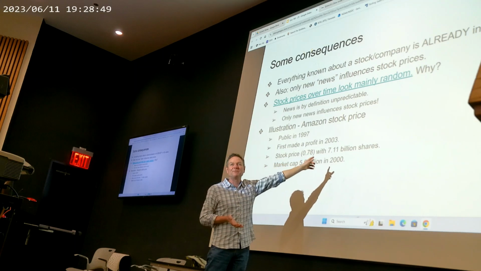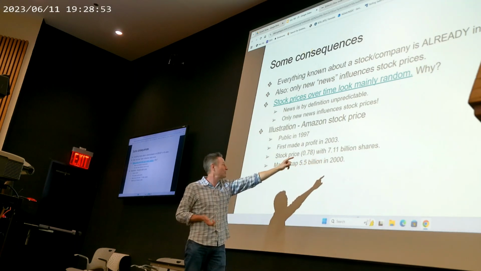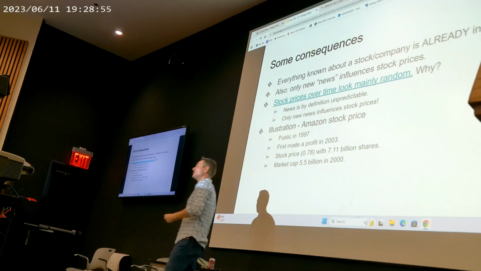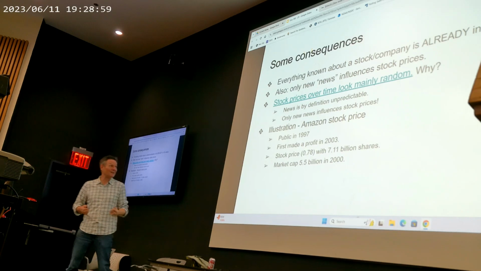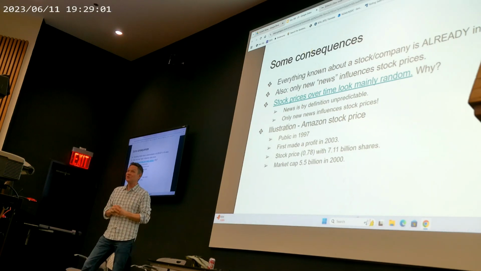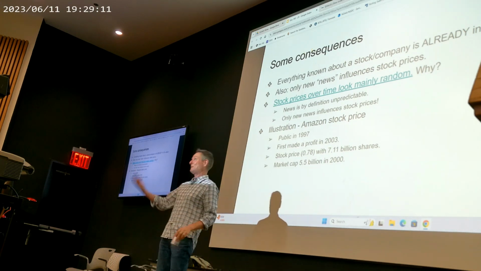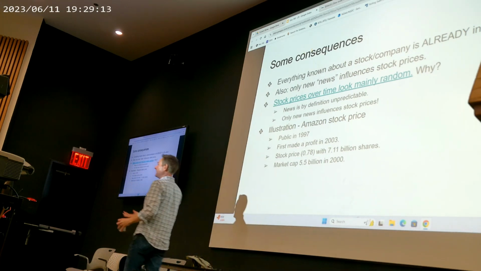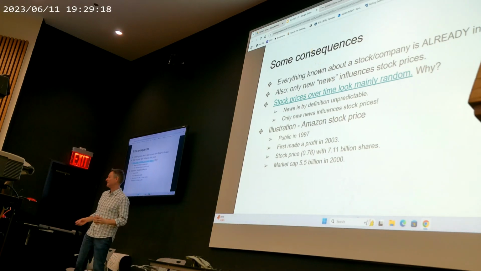They had about 7 billion shares out there. If you multiply the stock price and the shares, you find that the market capitalization, that is to say the overall market value of the firm, was about $5.5 billion, which is not nothing, right? It's certainly a really high number for a firm that has never made money. Why were people doing this? Because they expected that in the future Amazon was going to make a profit, and of course they would have been right in this assessment.